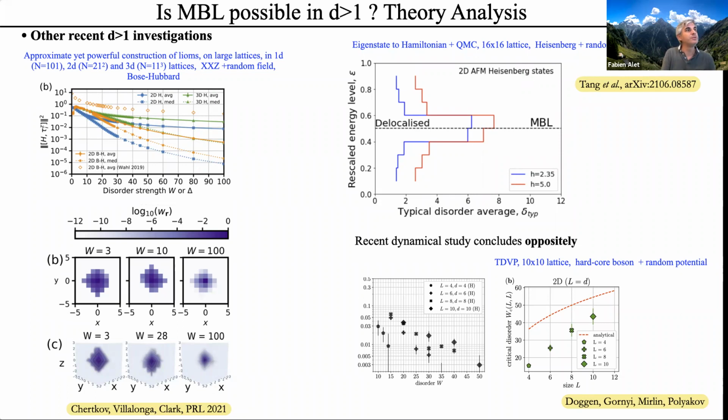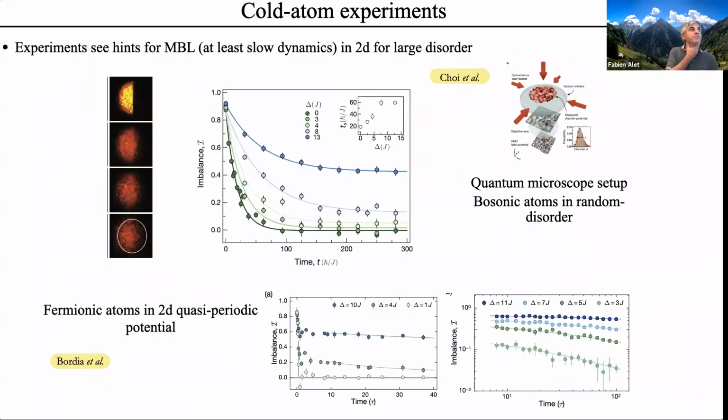But to finish the introduction, I would like to recall the cold atom experiments, either for a bosonic model, like in this quantum microscope setup in the group of Emmanuel Bloch. Also, this is fermionic atoms in a 2D quasiperiodic potential in the same group, but it's a different experiment. All of them see hints of localization, at least slow dynamics, up to fairly long time scales in 2D for large enough disorders. So obviously, it's still an open question, and it's not clear in which direction, and if we are able to say something very firm. But nevertheless, I think it's really an open question that needs to be addressed as best as we can.